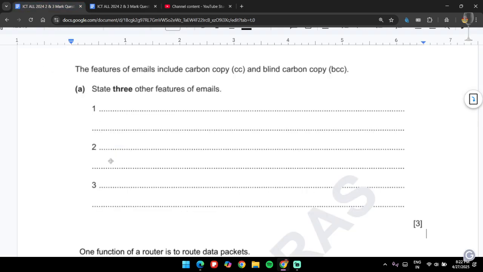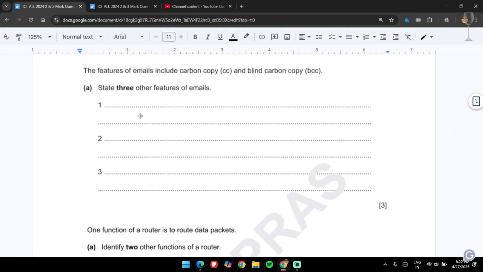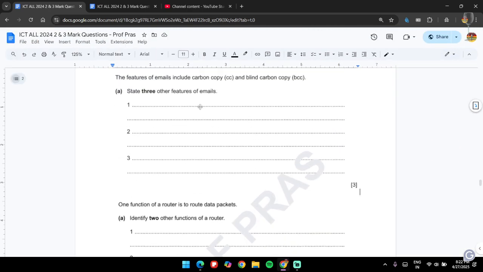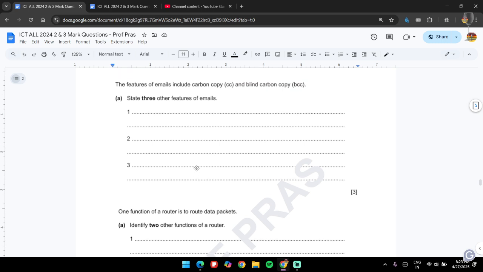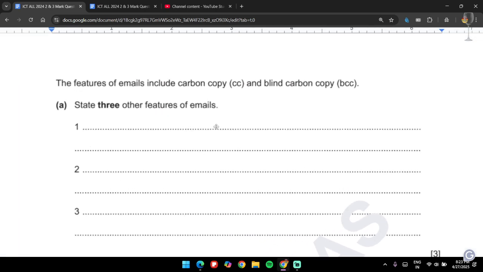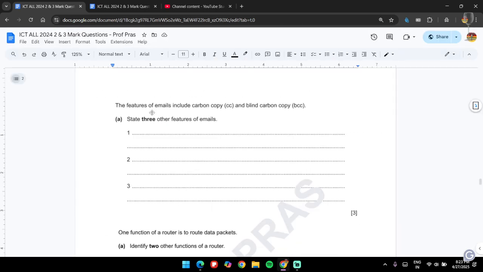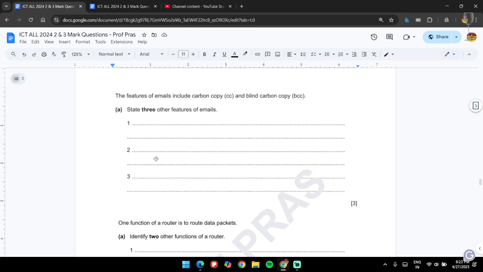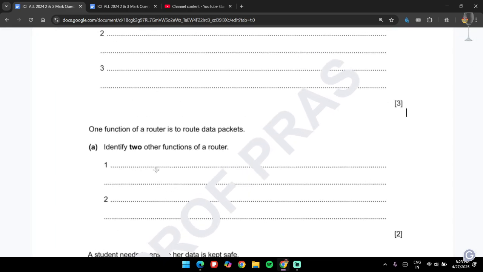To be honest, I feel sad for the people that just saw the question for the first time, because I haven't really done a question on email features. The features I've usually done are netiquette and all those. But I think the question gave them a hint: the features of email include CC and BCC. So this is no longer about using emails, where they shouldn't use capital letters or humorous language. It's talking about the characteristics that make emails unique, instead of the communication part of it.